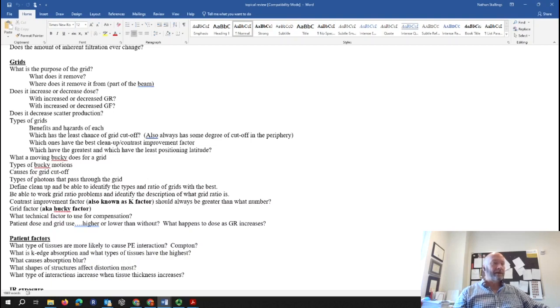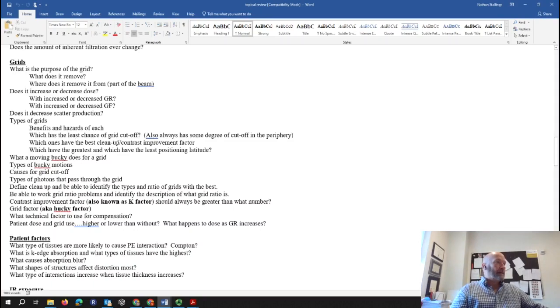The less common of those is a focus crosshatch grid. If you had a parallel crosshatch grid, you could off-center anywhere on that grid. But if you have a focus crosshatch grid, then your central ray is going to have to be dead square to the center of that grid. Otherwise, you're going to have grid cutoff in any direction.